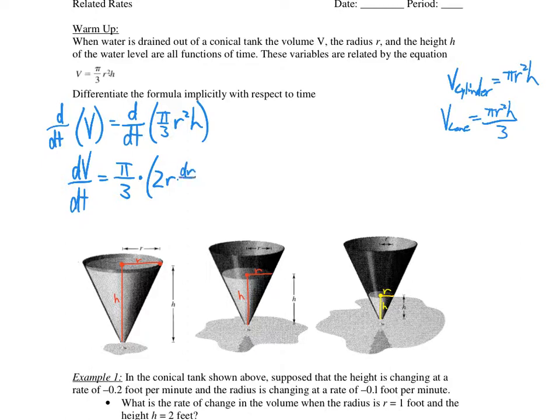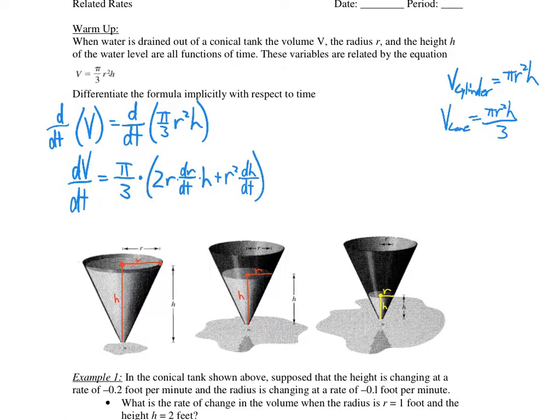Because we're taking the derivative of something that's not the independent variable, okay? So it's 2r dr dt times h. That's our f prime g in the formula, right? f prime g plus f g prime. So plus r squared dh dt.